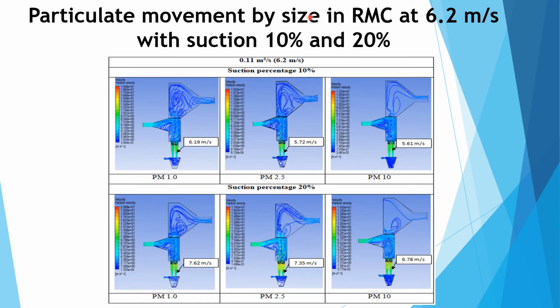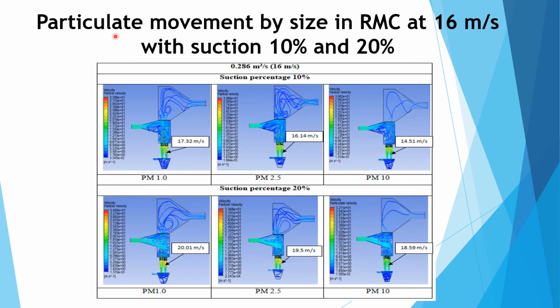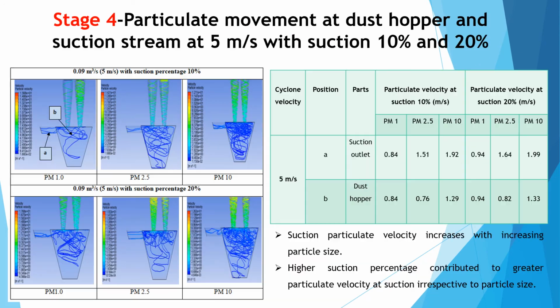This is the particle movement by size in RMC at 6.2 m per second with suction 10% and 20%. With cyclone velocity of 6.2 m per second, it shows lesser particle escape as compared to cyclone velocity of 5 m per second. As can be observed from this figure, the particle movement by size in RMC at 16 m per second with suction 10% and 20% shows a similar trend as previous particle movement at 5 m per second and 6.2 m per second. This is the particle movement at dust hopper and suction stream at 5 m per second with suction 10% and 20%.